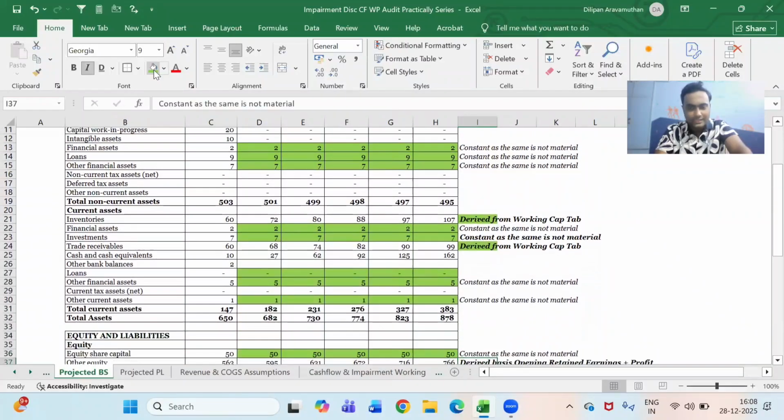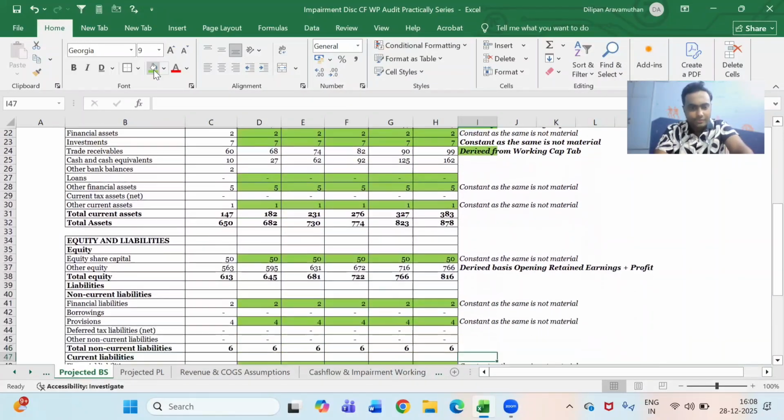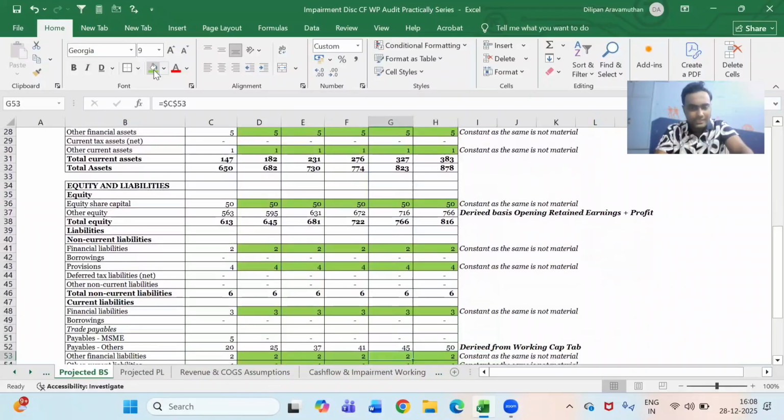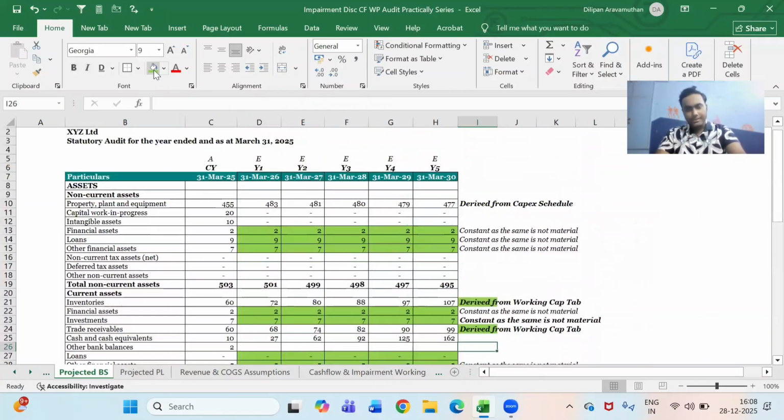Next, let's come down to trade payables. Trade payables again, guys, as I told you, no need to split between MSME and non-MSME because we're not looking at Schedule 3 finances. We're looking at it from a projection standpoint. Again, it's linked. Perfect. So our working capital is done, guys. Let's move to PPE. Let's look at our Capex schedule workings.